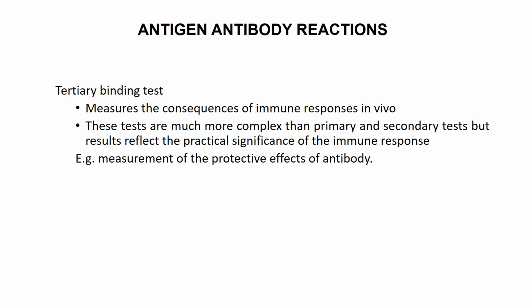Then there are tertiary binding tests that measure the consequences of immune response inside the body, in vivo. In vitro is in a petri dish in a lab, in vivo is inside the subject or the body. So these are much more complex, but they are much more accurate and practical, and much more significant in terms of immune response. These are usually measured for the protective effects of an antibody, how viable that antibody is.